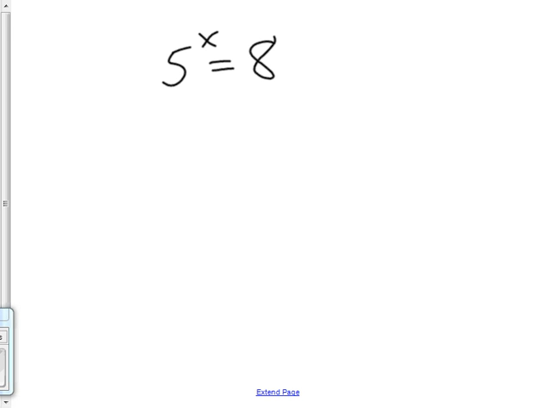So to be a log problem, this needs to be rewritten as log base 5 of 8 is equal to x. There, I have rewritten this as a log problem. Now, could I put this in a calculator? Absolutely, if you know how to do it. This is a base 5 right now.